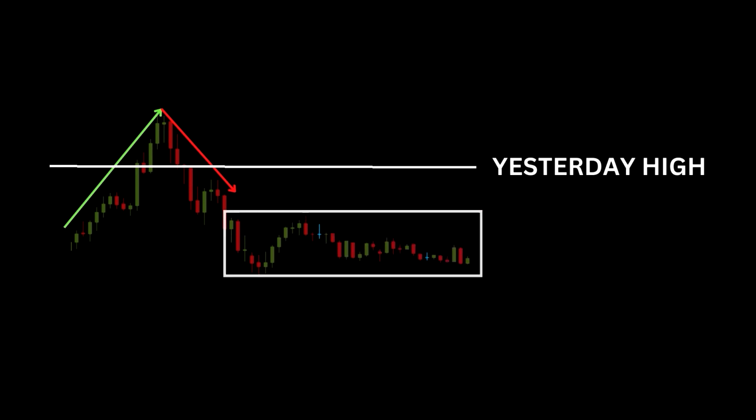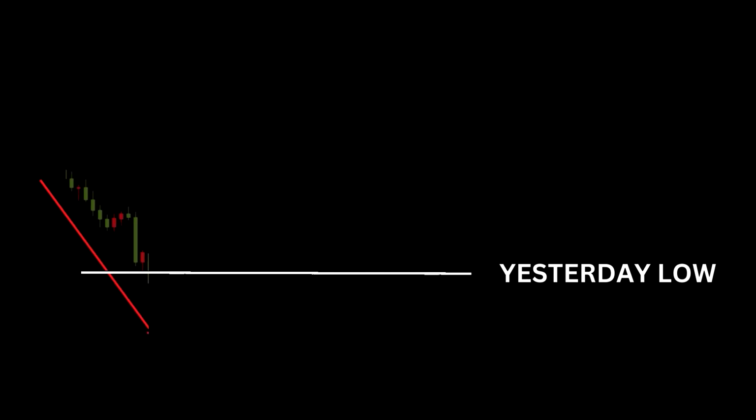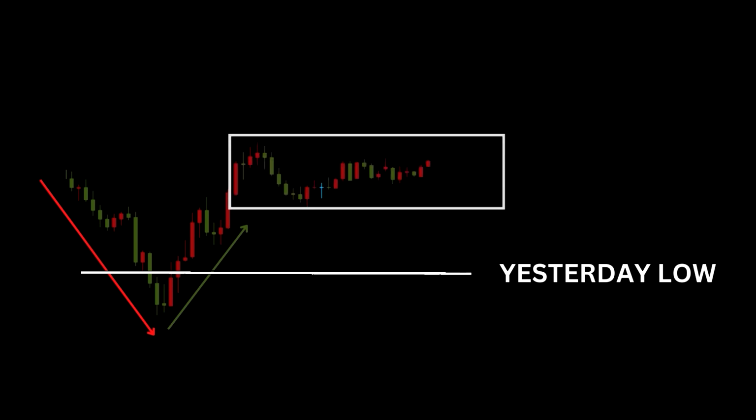The strategy is: if the price rises above yesterday's highest price but is rejected and falls back into yesterday's range, and then creates a range bound below, we open a sell position at the high of this range. And if the price falls below yesterday's lowest price but is rejected and rises back into yesterday's range, then creates a range bound above, we open a buy position at the low of this range.